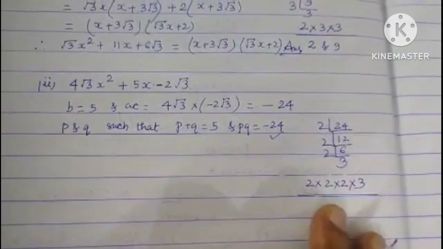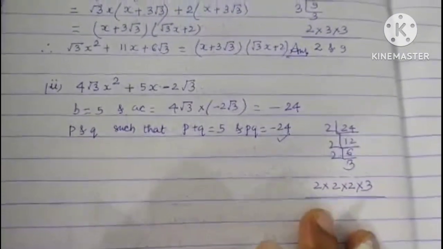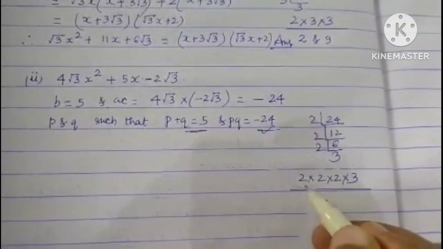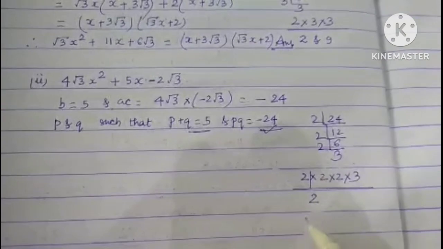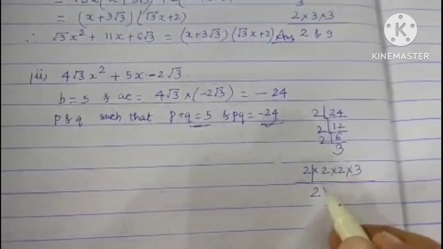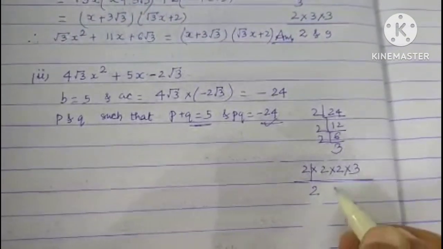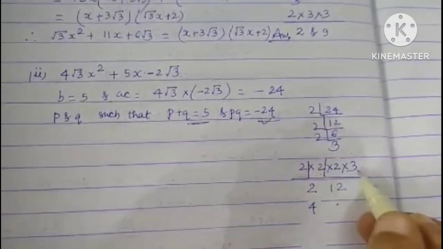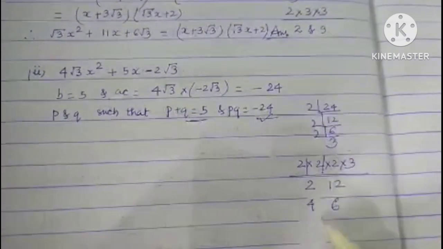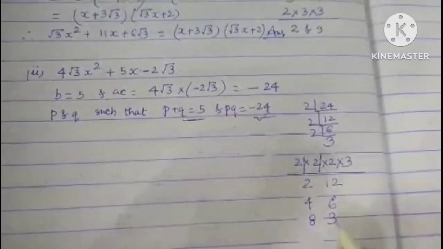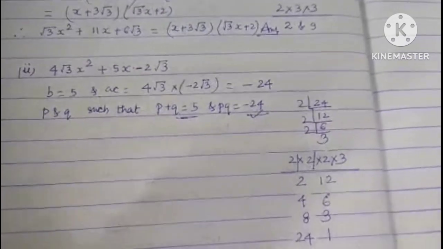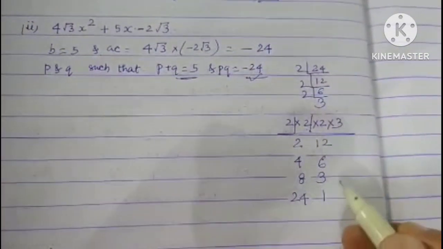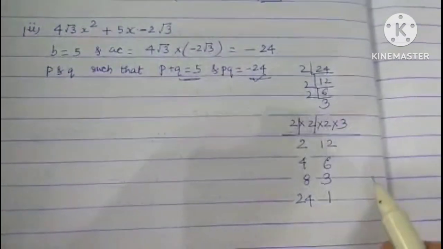Now from here we have to take two integers p and q such that the addition is 5 and the multiplication is minus 24. Let us take this first one. One option we will have is 2 and 12. Another one we will have is 4 and 6. Another one we will have 8 and 3. One we will have like this, 24 and 1. So out of these options we have to select the right one.